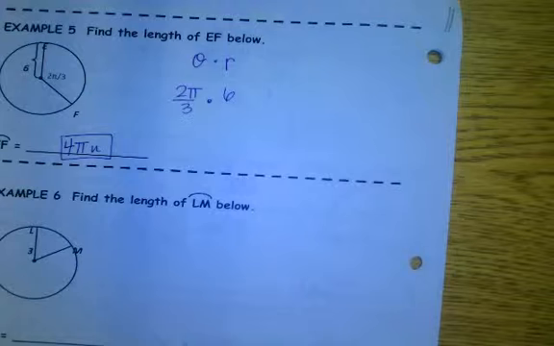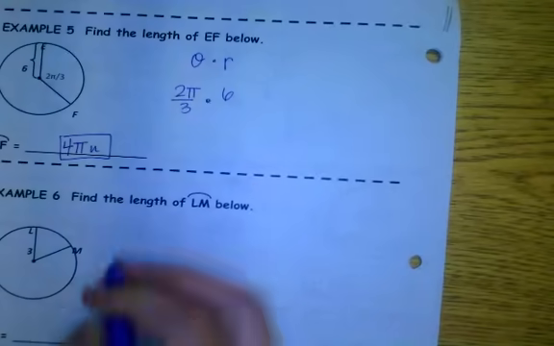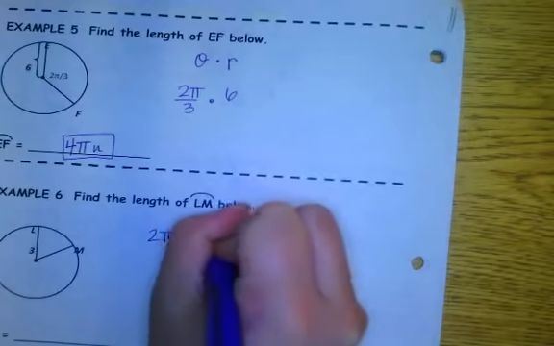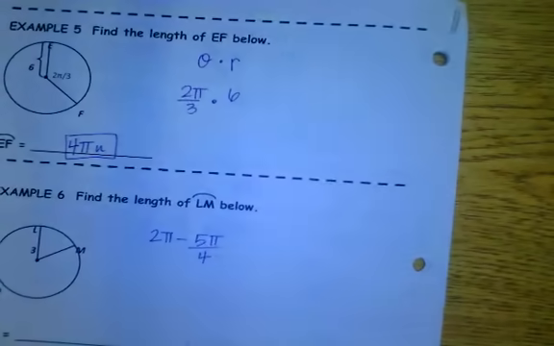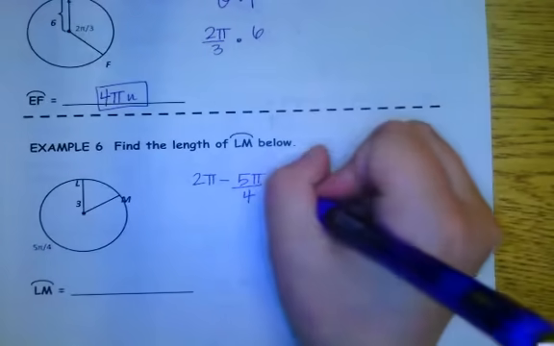What is the entire circle? 360, or in radians that is 2 pi. So if this part's 5 pi over 4, you have 2 pi minus 5 pi over 4. Just like you would do 360 minus 240. So what are you left with? 3 pi over 4. Nice.